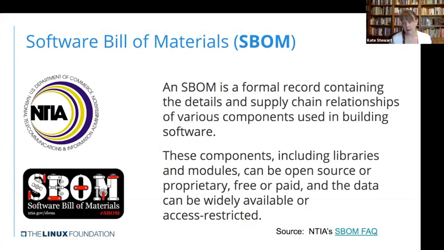And from their framing right now, a software bill of materials is a formal record containing details and supply chain relationships between the components used in building software. And that can be libraries and modules, open source, proprietary, free, paid. The data in it can be widely available or access restricted. They're not being prescriptive about it, and they're trying to make sure that we start to get the concepts and the language so we can start to get tooling and we can start to automate this whole infrastructure. That's the goal.